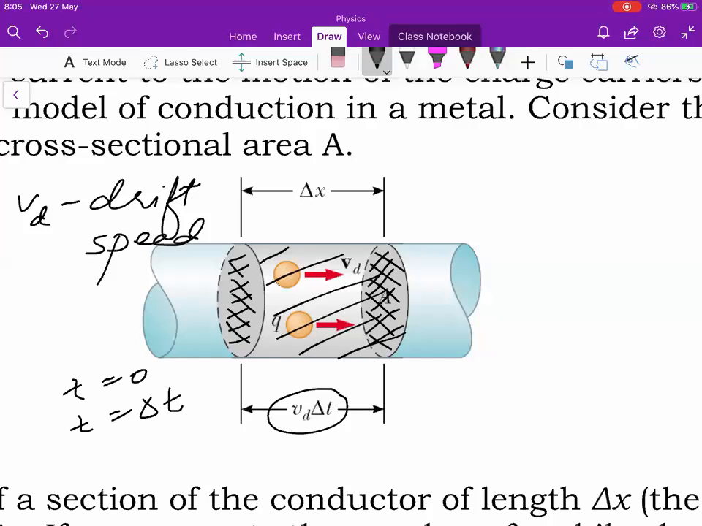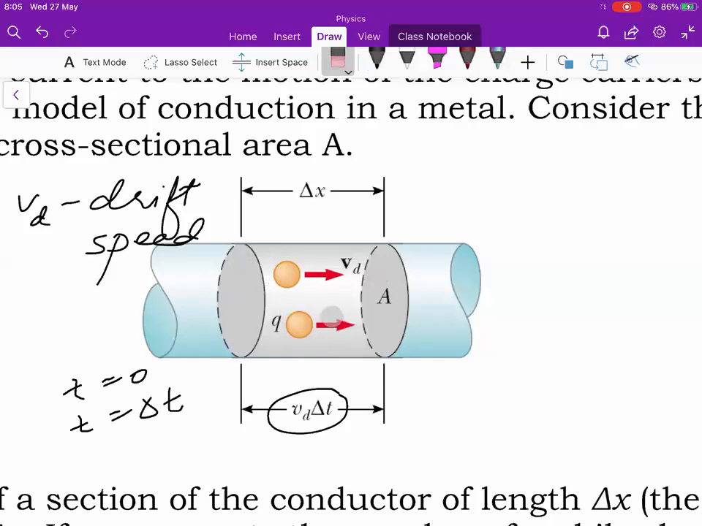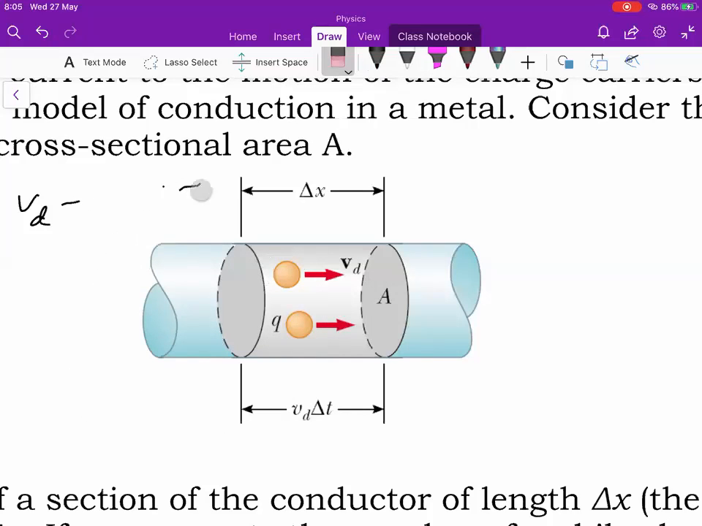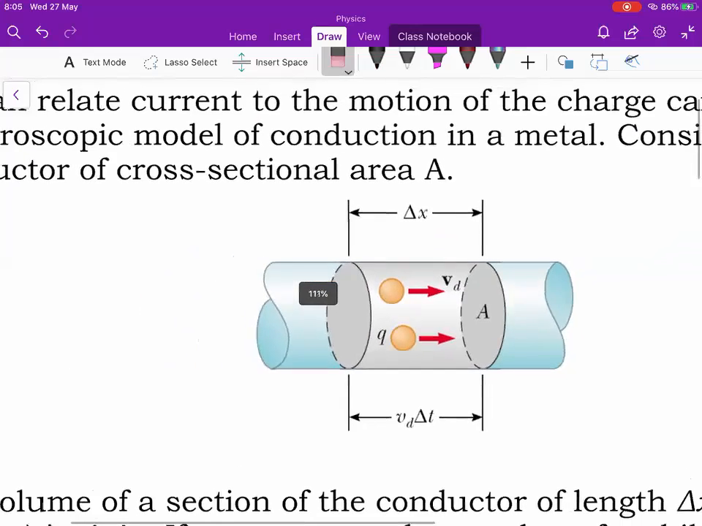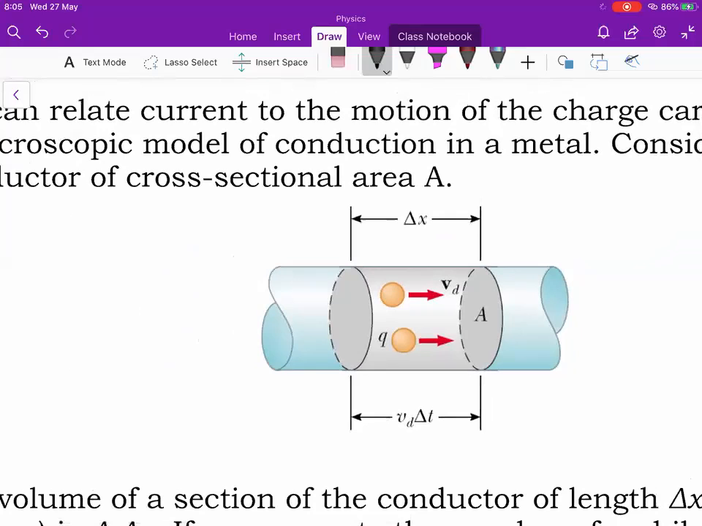What is the volume of that space? Area into, what is that volume? This volume, delta V, will be given by A delta X, which is A Vd delta t. Okay, so this is the volume.